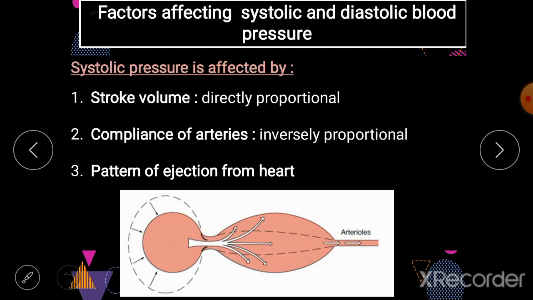The third factor which determines the systolic blood pressure is the pattern of ejection of blood from the heart. The ejection of blood from the heart into the aorta can be affected by the state of the valves present between aorta and the ventricle or any other morbidity. So, the pattern of ejection of blood from the heart also plays an important role in determining the systolic blood pressure. We will study this further in detail.